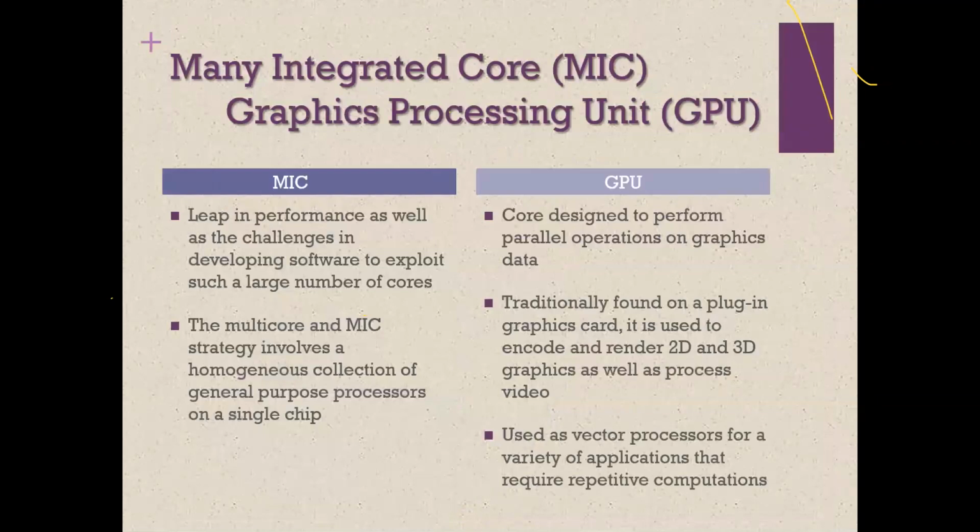Then we have many integrated core, MIC, incorporated with the graphics processing unit, GPU. Here the chip manufacturers are now looking into ways by which they could leapfrog the number of cores per chip, with more than 50 cores per chip being produced. So the leap in performance as well as the challenges in developing software to be able to exploit this large number of cores have also been of concern to chip manufacturers.